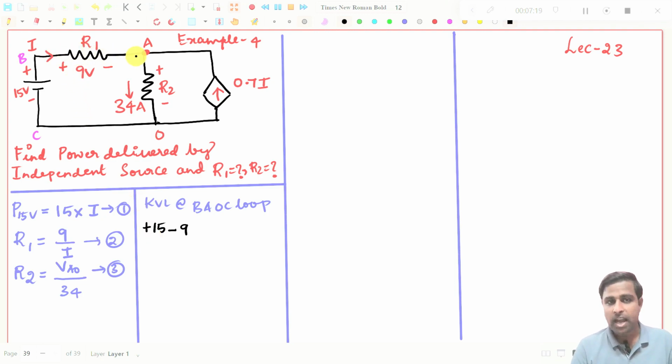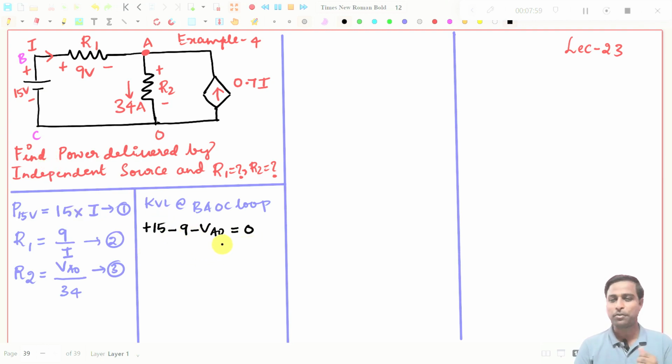Then I am traveling from this point to here, so this branch voltage is VAO. This is plus, this is minus, already given. If I am traveling from plus to minus in VAO, obviously I write minus VAO. That's all. There are no other elements in this particular loop, so I can write this equal to 0. This is the expression we have written now.